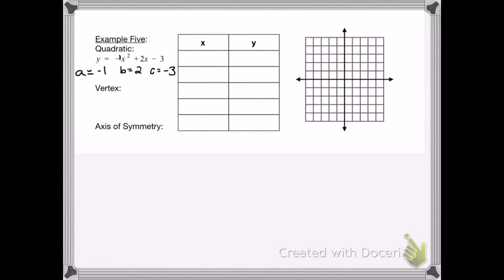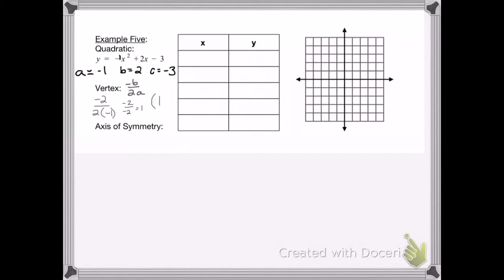Well, my vertex, remember, we find our vertex by doing the negative b over 2a. So negative b over 2a. What we're doing is taking that 2, making it a negative 2. So we have negative 2 over 2 times negative 1. So what we get here is negative 2 divided by negative 2, and that gives us 1. So my x value here is 1.